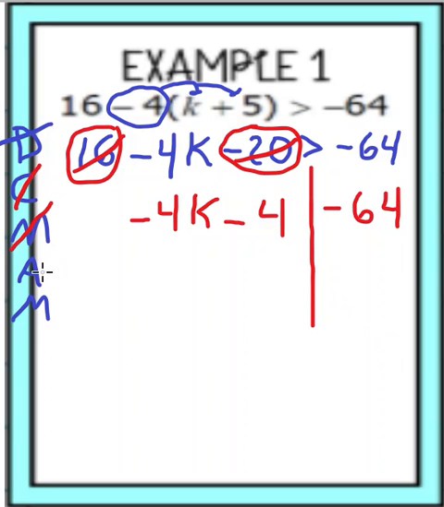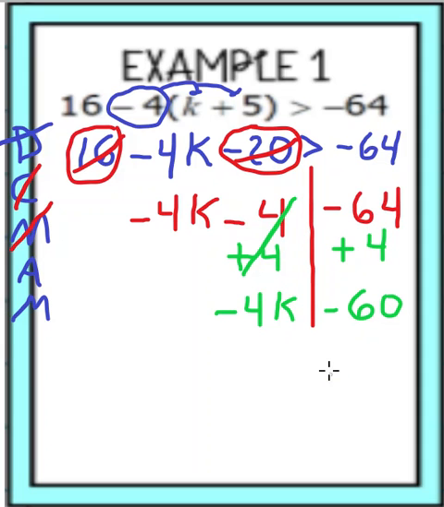My next step is add or subtract, and I always do the opposite. So I see this is having a -4 or subtract 4, so I'm going to do a +4 to get rid of that. Those are going to cancel out and leave me with -4k. Whatever I do to one side, I have to do to the other side. So -64 plus 4 would be -60. All right, from here, I'm done with my add and subtract step. Now I can do my multiply or divide step.